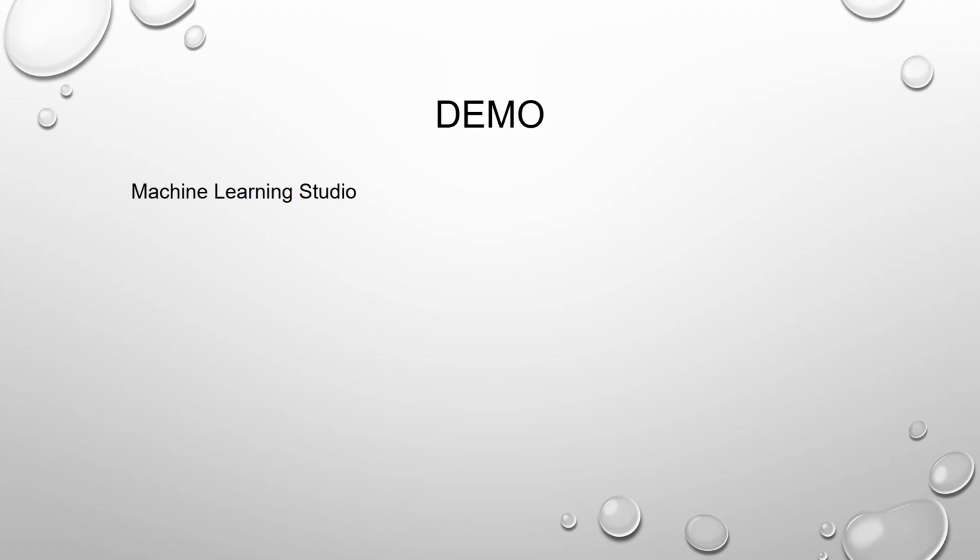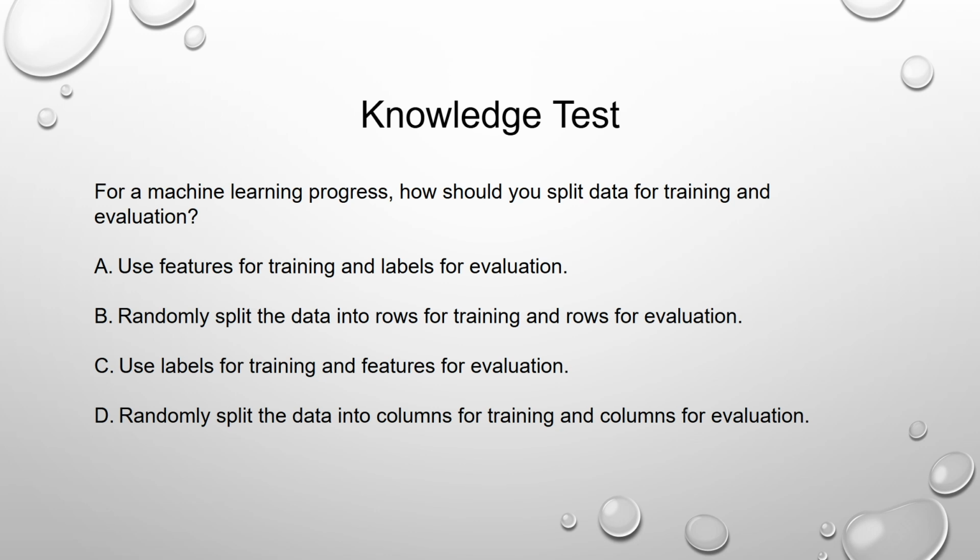So we have seen a demo in Machine Learning Studio, and we used the Machine Learning Designer to design a pipeline and execute the pipeline. So now next is the knowledge test. For a machine learning process, how should you split data for training and evaluation? Use features for training and labels for evaluation. Randomly split the data into rows for training and rows for evaluation. Use labels for training and features for evaluation. Randomly split the data into columns for training and columns for evaluation.